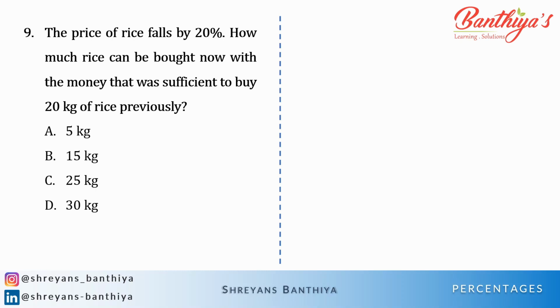The price of rice falls by 20%. How much rice can be bought now with the money that was sufficient to buy 20 kg of rice previously? Now this is again a similar question, that the price falls, then the consumption should increase by what percent? So if 20% falls, then consumption should increase by 25%, and 25% of 20 kg is 5 kg, so the solution is 25 kg. But now let's look at the solution systematically. 25 kg is the answer here.